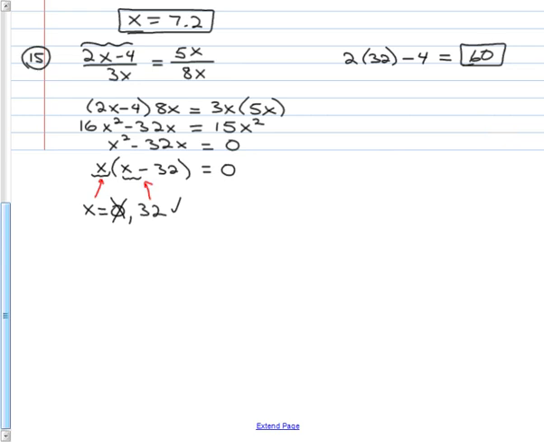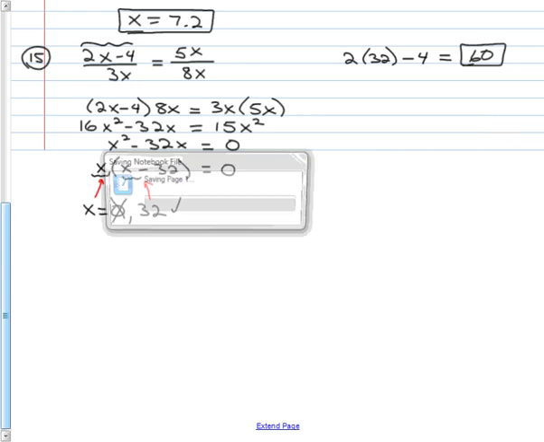All right, number 16 is a question from something that we did not do, so you get to skip number 16 and move on to number 17.